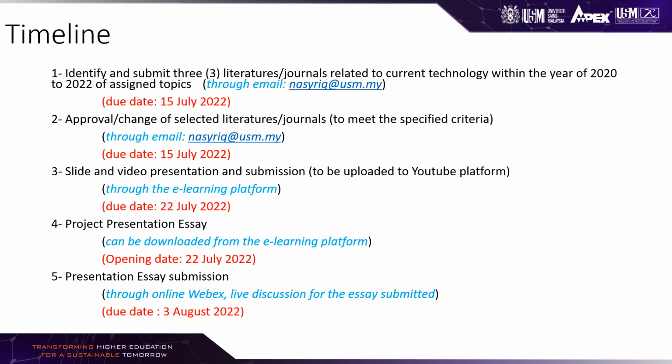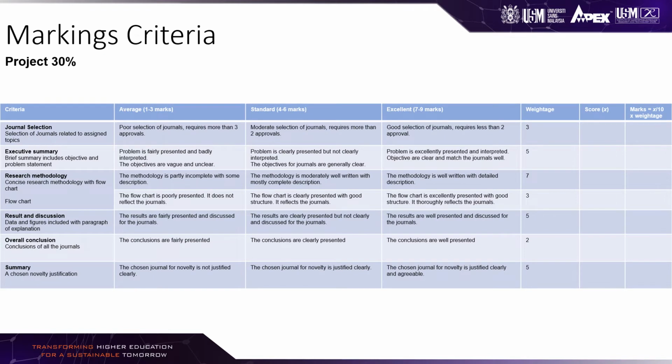Okay, so the marking criteria I wanted to share with you. The first process that I mentioned is the journal selection. So according to the topics that I will show you later, who got what topics, these are the criteria. For the first one, this is the journal selection.